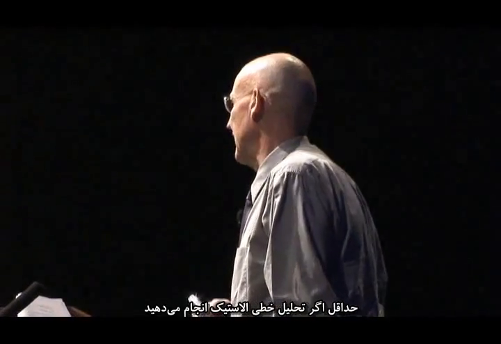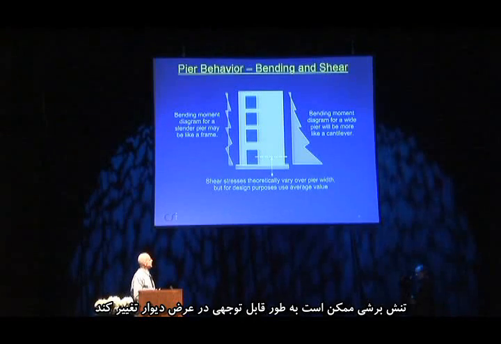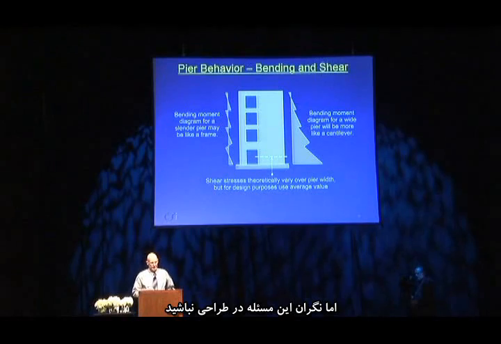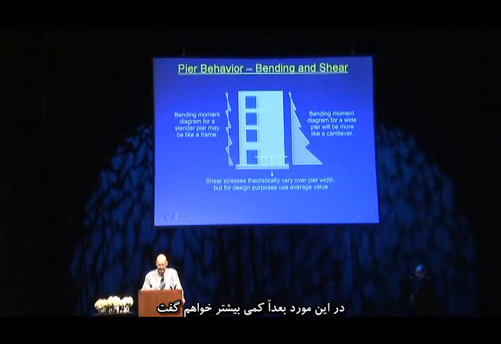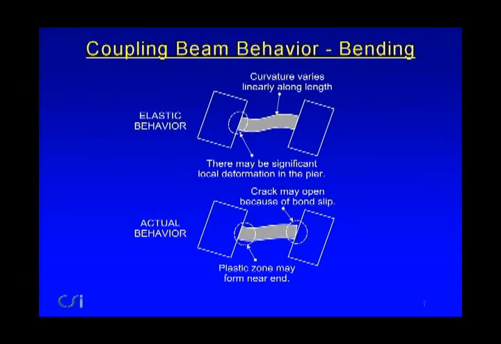And then, theoretically, at least if you do a linear elastic analysis, the shear stresses could vary substantially over the width of the pier, but you don't worry about that for design. You look at the complete width and you design based on an average shear stress, and so that is what you would do. So the fact that the shear varies over the width of the pier probably doesn't matter that much. And I'll have more to say about that later also.